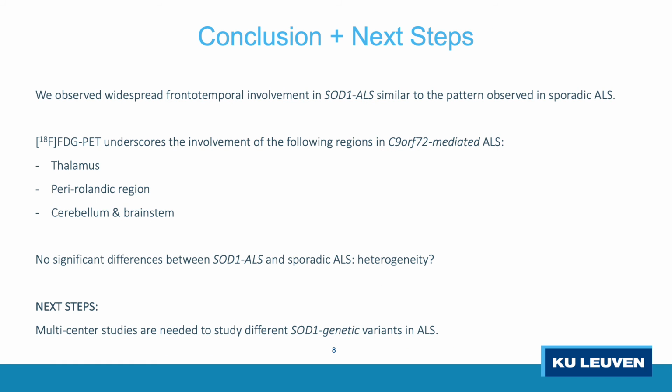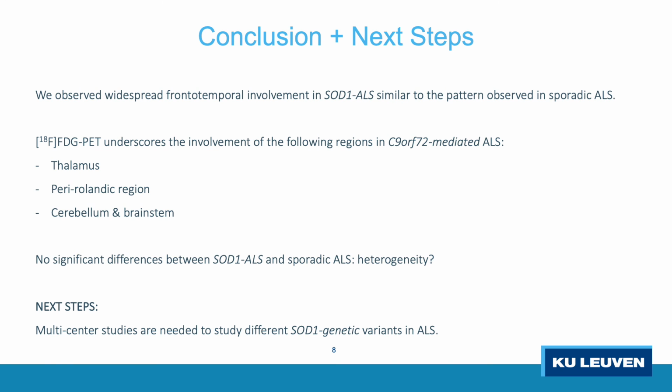So what can we conclude from these findings? First of all, we observed widespread frontotemporal involvement in all ALS groups in comparison to healthy controls, and the pattern that we observed in SOD1 mutation carriers was very similar to the pattern observed in sporadic ALS. We also found that FDG PET underscores the involvement of not only the thalamus, but also the perirolandic region and the cerebellum and brainstem in C9orf72 mediated ALS.